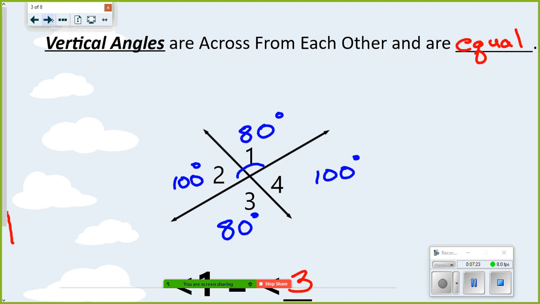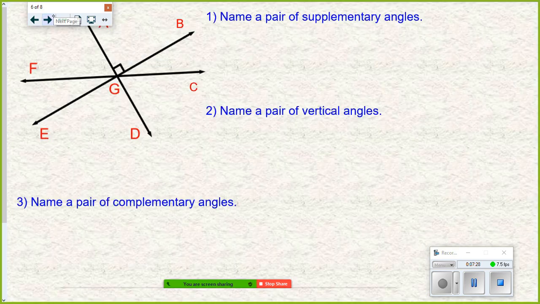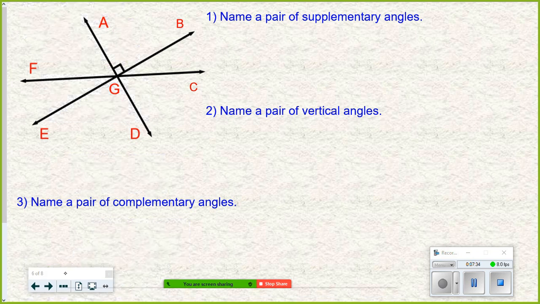So let's see how we're going to use this. This is something that you'll be asked to do on the quiz or test for this. You'll be given a picture and you'll be asked to name supplementary, vertical, and complementary angles in this picture. Let's start with the vertical angles. So there are lots of vertical angles in here. Again, those are angles that are across from each other and they're equal to each other.